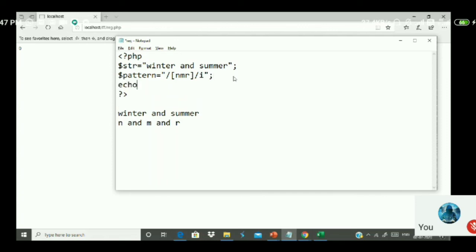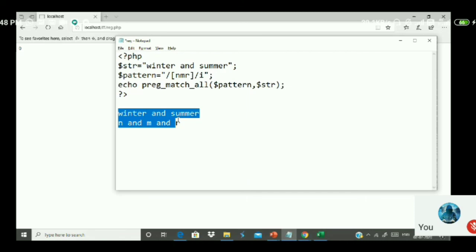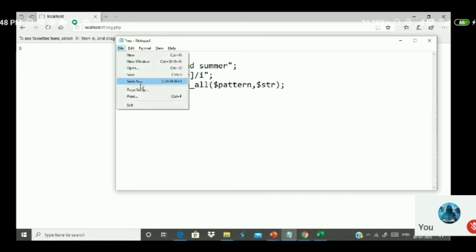Now to find, echo. Yes, now tell me. Echo, tell me, ma. preg_match_all. Very good. Open bracket, sir. First one, pattern, comma, string. Okay, very good. Excellent. Good prediction and good Mukundan. Well done. So this is the way of solving the problem.